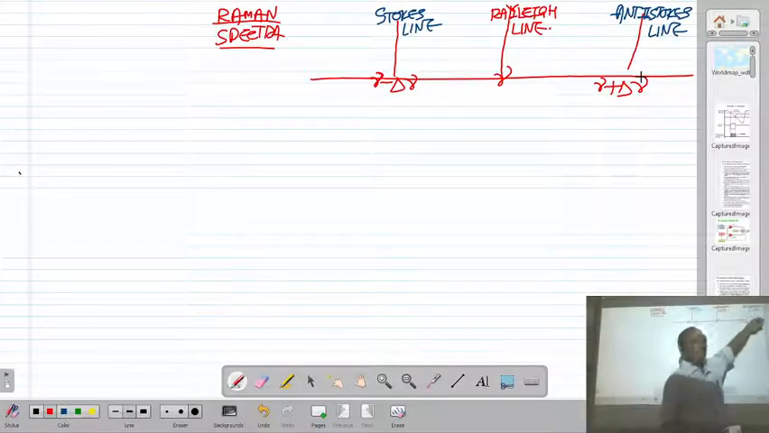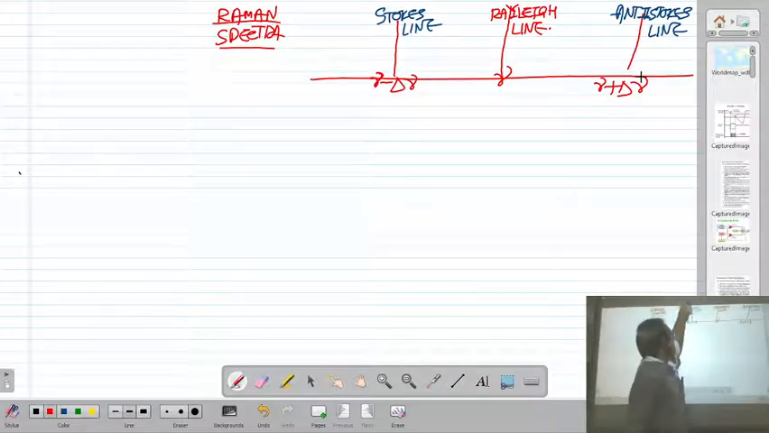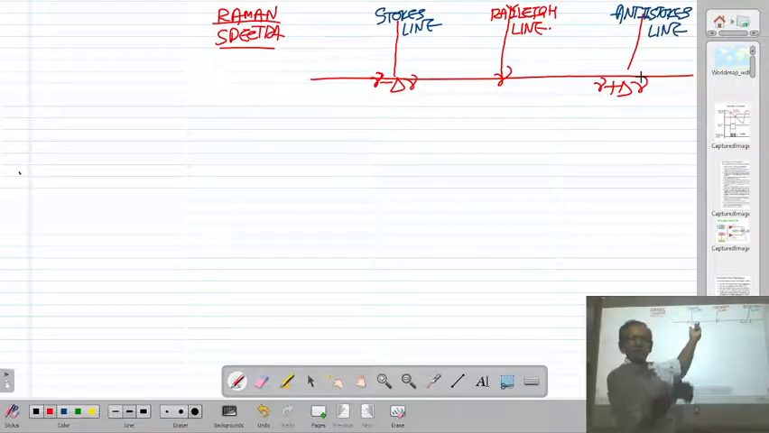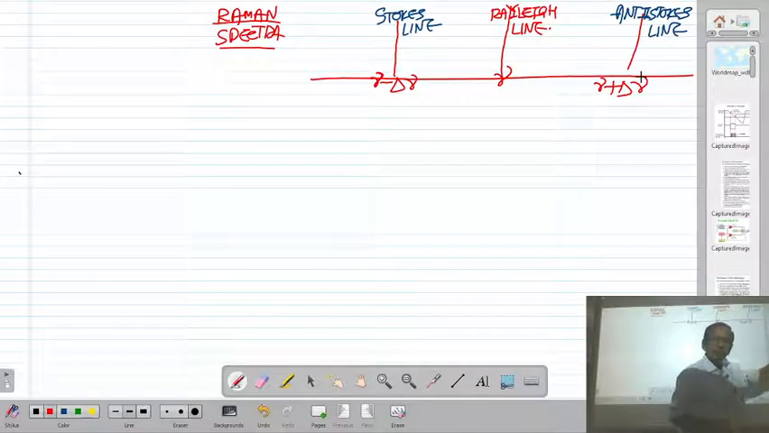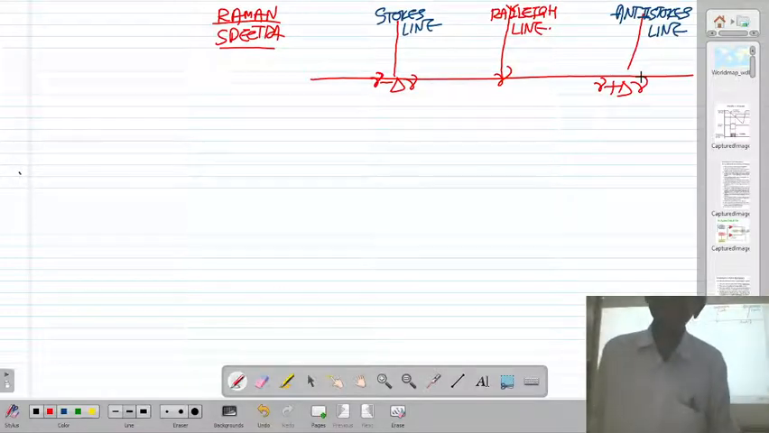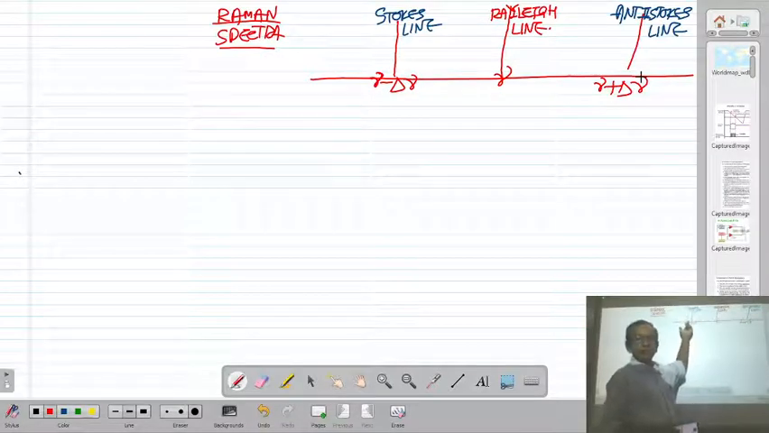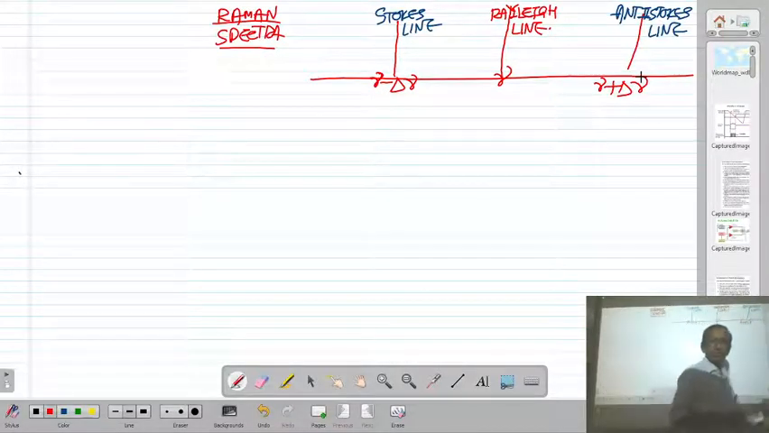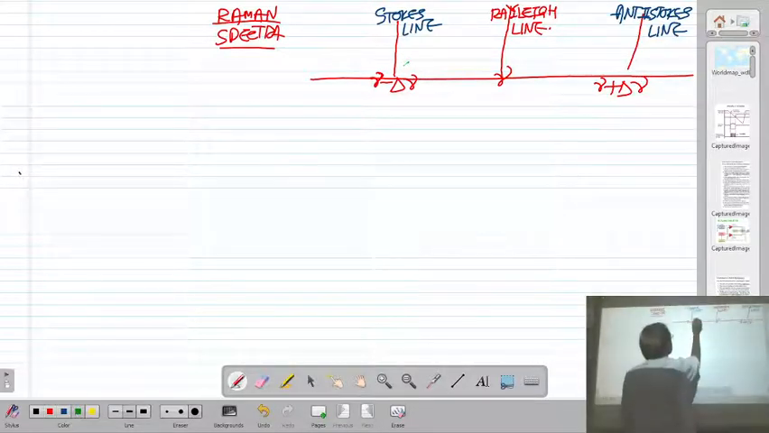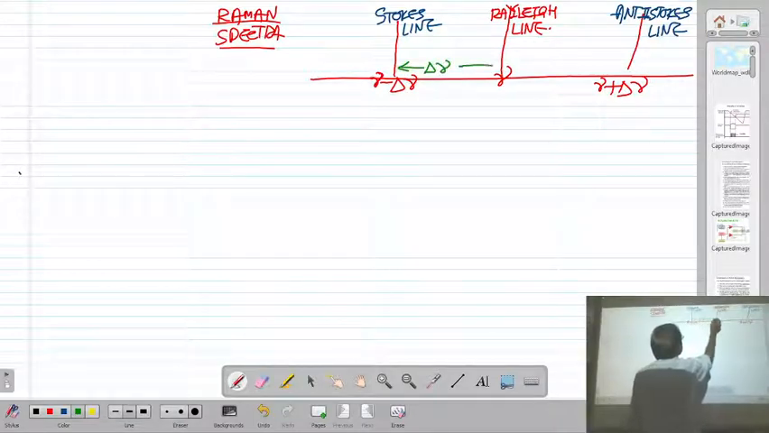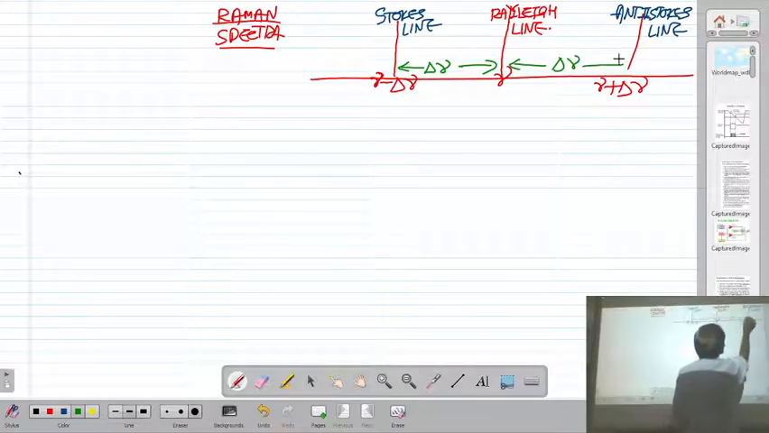So we get three types of line: the Rayleigh line or exciting line having the same frequency as the incident light beam, the Stokes Raman line having frequency less than that of the incident light, and the anti-Stokes line having frequency greater than that of the incident light. Similarly for wave number: the wave number of Rayleigh light is nu, the wave number of Stokes line will be nu minus delta nu, and that of anti-Stokes line will be nu plus delta nu. This delta nu is the wave number displacement of the Stokes and anti-Stokes lines from the Rayleigh line.